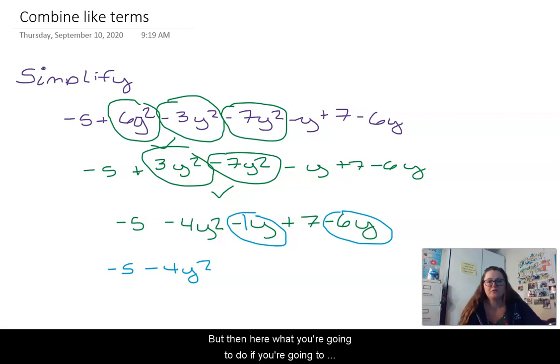But then here what you're going to do is put these two together, and so you have negative 1 plus negative 6, which makes negative 7y. Remember, I owe $1, I borrow $6 more, now I owe $7, so I have a negative 7. And then the plus 7 doesn't get to just disappear. It's still there.